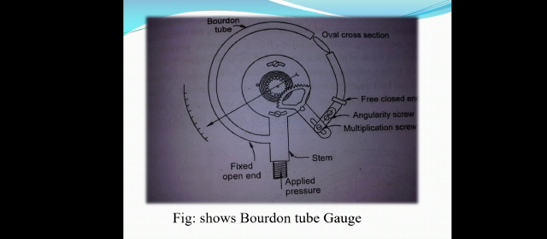The pointer is fixed at the zero position before the application of the pressure. Due to the application of the force, the pointer will deflect on the calibrated scale. This is our output reading and final reading. We have to note it down. So this is the working principle of the Bourdon tube pressure gauge.